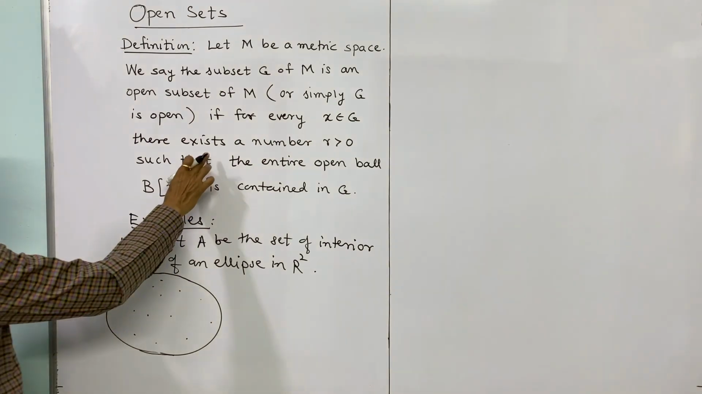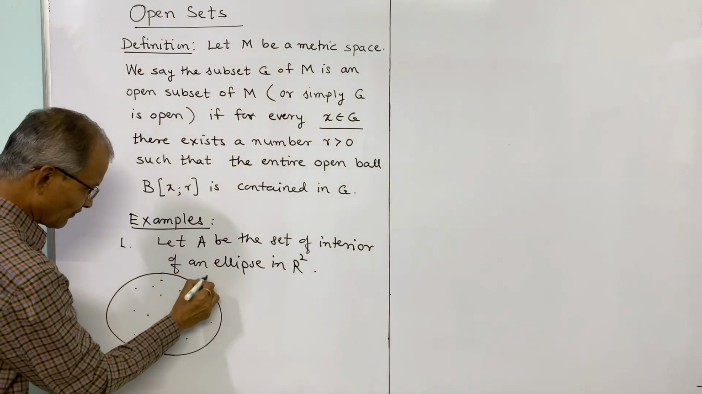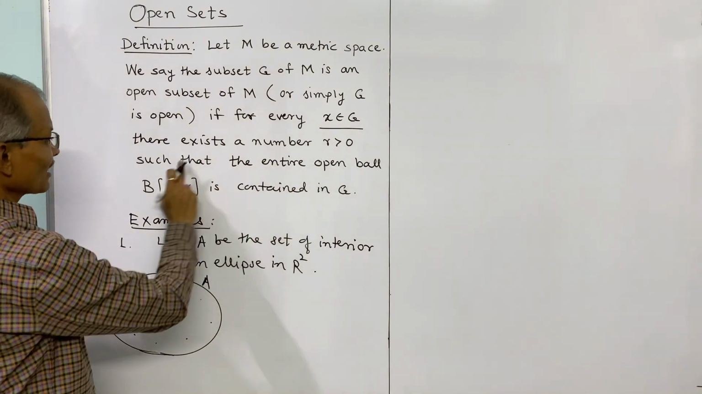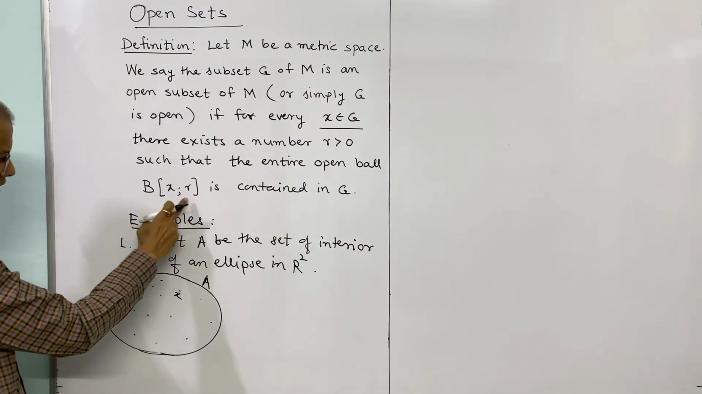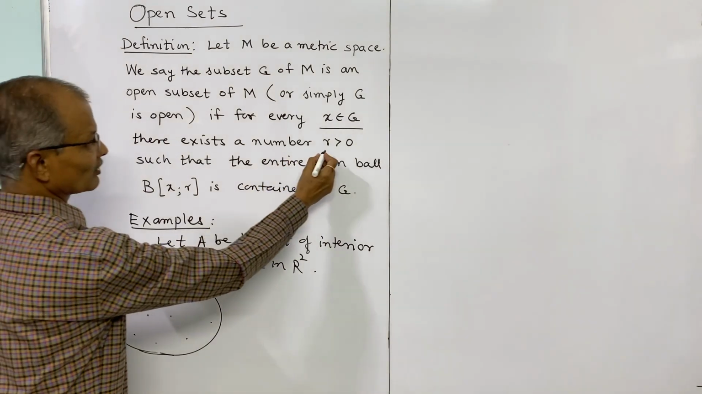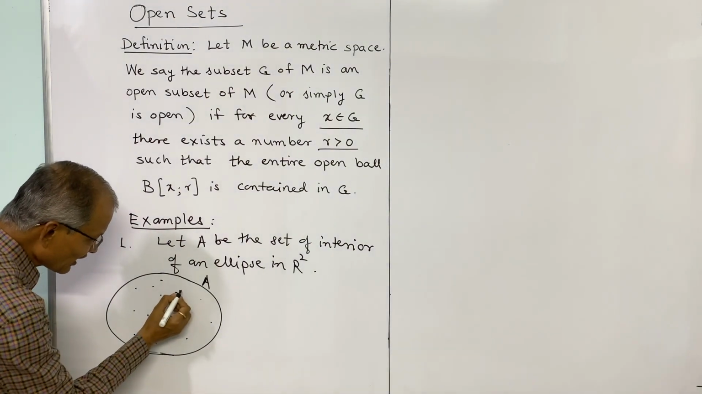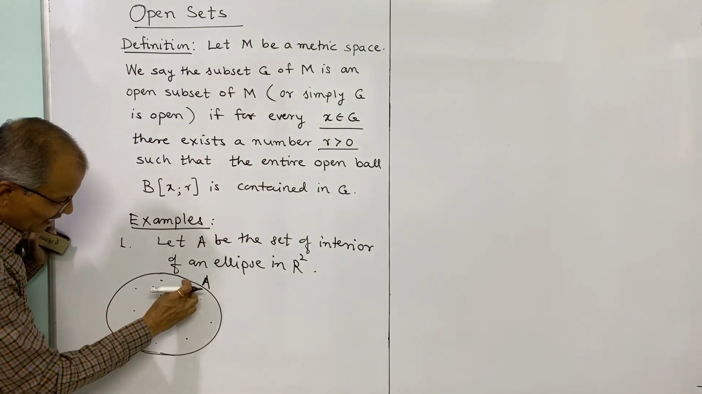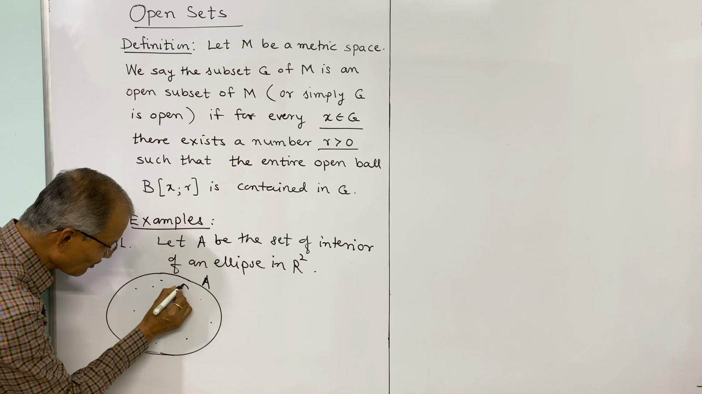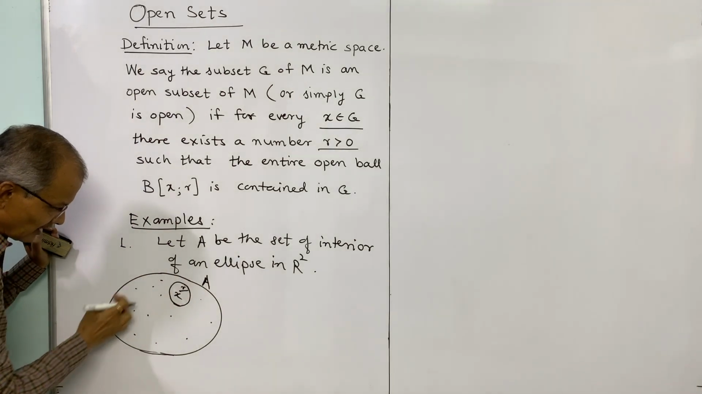Now what the definition says, for every x belongs to G. So see, this is the set A, then consider any x belongs to this set. There is r greater than 0 such that the entire open ball of radius r around x is again in that set. So r can be selected at our choice. The only condition is it must be positive. And around this we will consider a radius which is less than this distance, so that it will not be outside the ellipse. And therefore we can construct an open ball around x of radius r, and that open ball is again inside this ellipse.